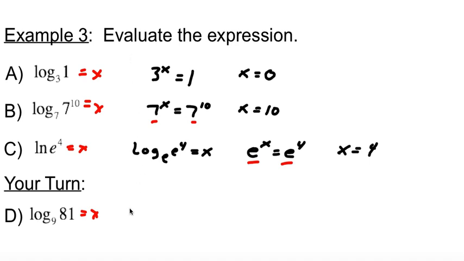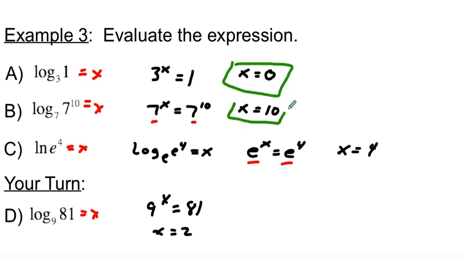All right, and then letter D here, same thing. We got 9 to the x equals 81. So 9 to the 0 is 1, 9 to the first is 9, 9 to the second, oh that's 81, so x has to be 2. So again, we're looking for you to see that x is 0, x is 10, x is 4, and x is 2.